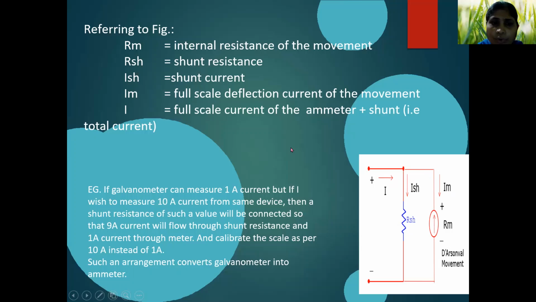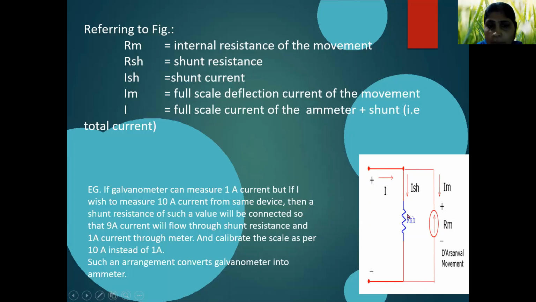So if we want to convert the galvanometer into a high range ammeter, consider that this galvanometer can measure 1 ampere current, but if I wish to measure 10 ampere current from the same device, then a shunt resistance is required to connect in parallel of this meter resistance. And the value of this shunt resistance should be such that it can flow 9 ampere and only 1 ampere can flow through the meter.